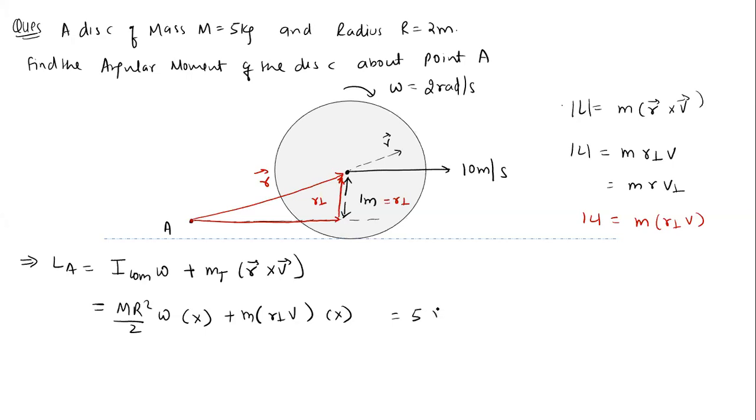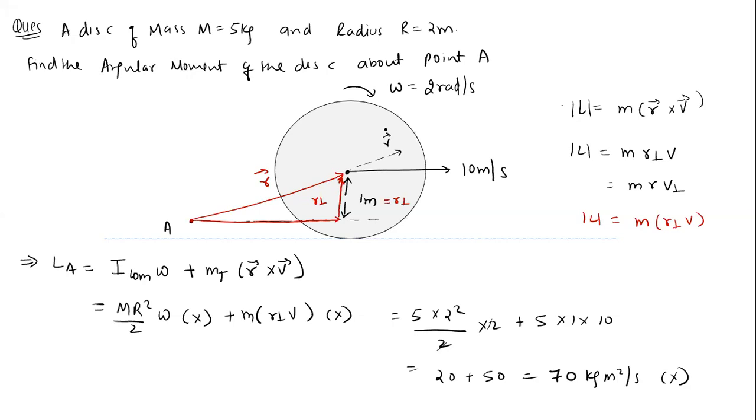Now we can put the values here. It would be 5 into 2 square divided by 2 into 2, plus total mass 5 into r perpendicular, which is 1 meter, into velocity 10. So this would be 4 into 5, 20, plus 50 means 70. 70 kg meter square per second inside the plane. This is the answer.